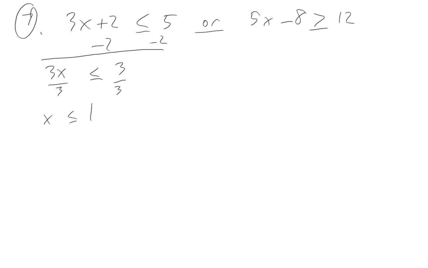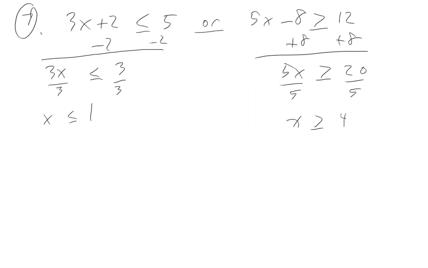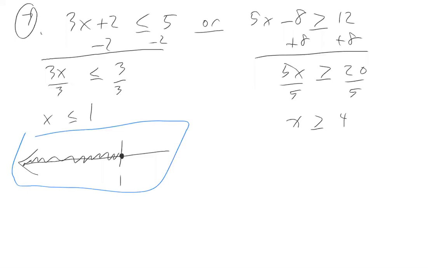Then I'll solve the other equation by adding 8 to both sides. So then I've got 5x greater than or equal to 20. Divide by 5. x is greater than or equal to 4. And so if I graph the first solution, x is less than or equal to 1, you'd have 1. And it could be less than 1 as well. So if it could be less than or equal to 1, it could be anything all the way to negative infinity, and then all the way up to 1 itself. So that would be the graph of x is less than or equal to 1.